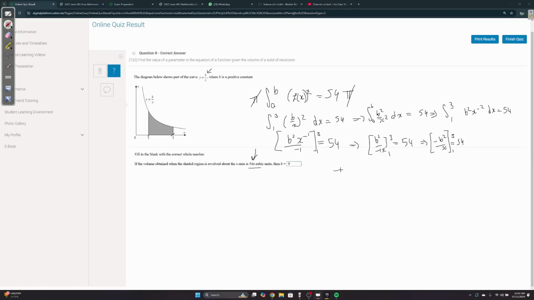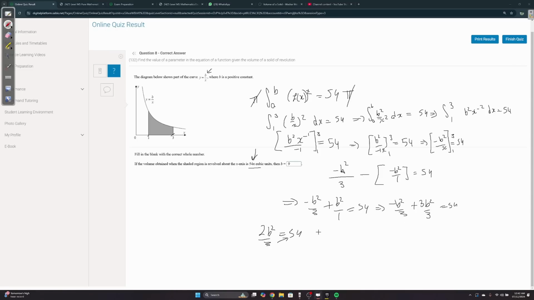Let's substitute 3 first. Remember, we're substituting 3 into x, not into b. So minus b squared over 3. Now minus, open your bracket, minus b squared over 1 is equal to 54. So you're going to get minus b squared over 3 plus b squared over 1 is equal to 54. Multiply by 3 up and down. So you're going to get minus b squared over 3 plus 3b squared over 3 is equal to 54. So you're going to get 2b squared over 3 is equal to 54.